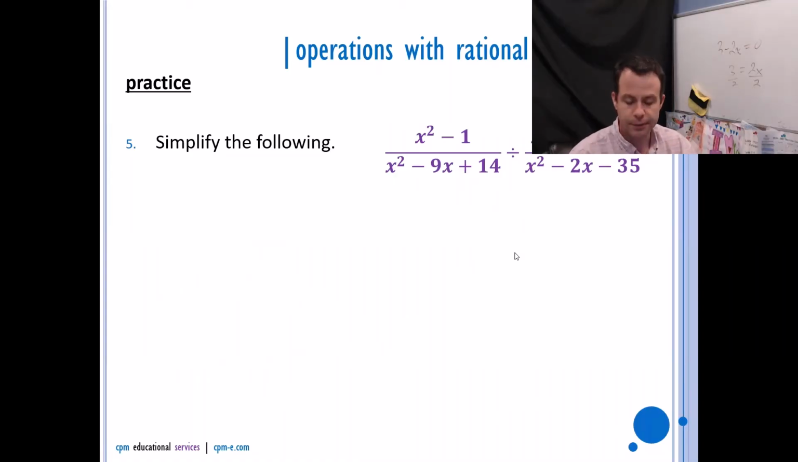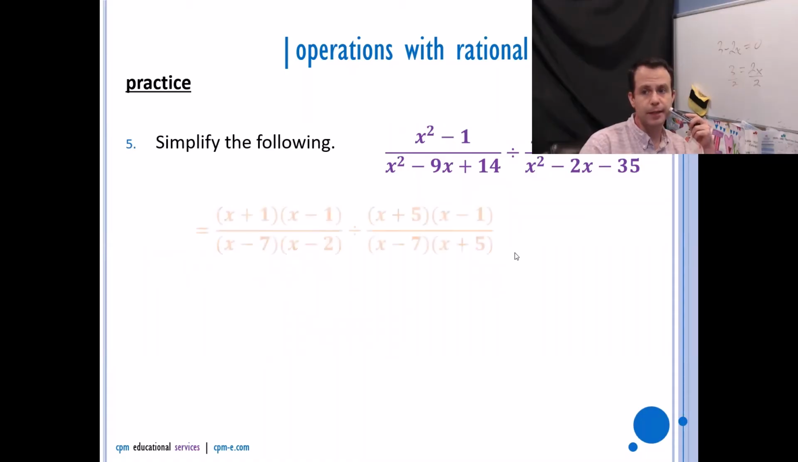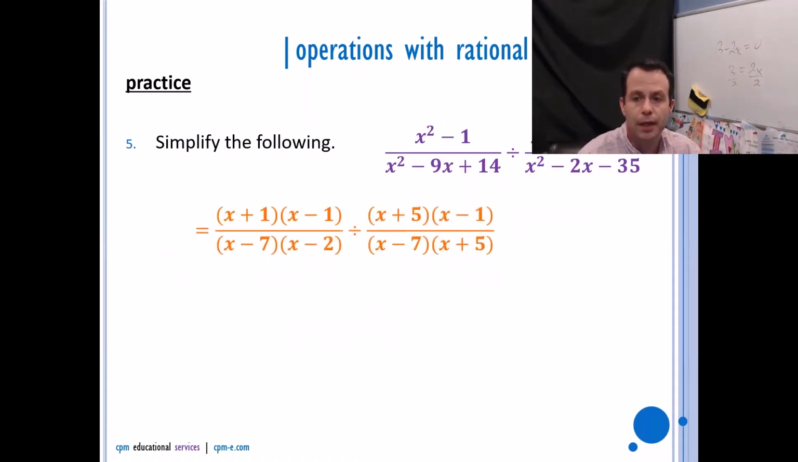So on the top, I've got a difference of squares, x plus 1, x minus 1. The bottom, I'm looking for two numbers that multiply together to give me 14 and add together to give me -9. That's going to be -2 and -7. Top right there, two numbers that multiply together to give me -5 and add together to give me 4. So that would be 5 and -1. And then the bottom, two numbers that multiply together to give me -35, add together to give me -2. That would be -7 and +5. Okay, so here is my factored form. That is step 1, just factor everything, okay?